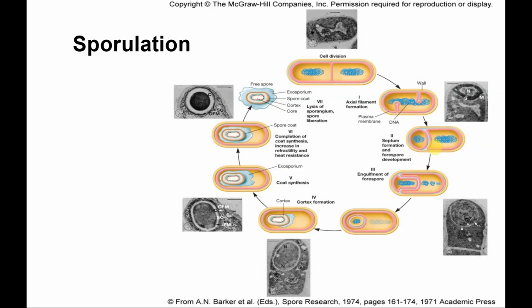So what will happen is that the smaller cell will be engulfed by the larger one. Then the smaller cell that's now inside the larger one will shut down its metabolism, just express these small acid-soluble proteins, express some DNA repair enzymes, and then shut down its metabolism. Whereas the larger cell will start secreting the different layers of the spore coat.